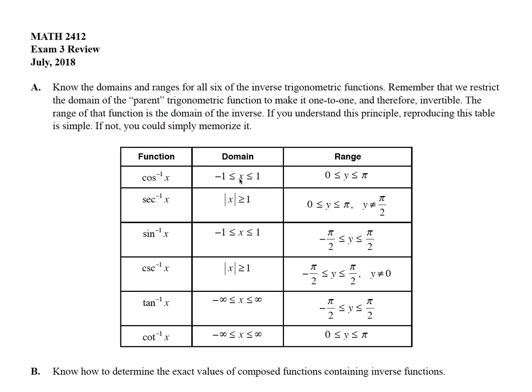You will need to know the domains and ranges of all of the inverse trig functions. Remember that the domain that we restrict is that of the parent function. For instance, for cosine, we restrict the domain to 0 to pi, and for secant, the same thing, from 0 to pi. And for sine, cosecant, tangent, we restrict the domain of those to negative pi over 2 to pi over 2.